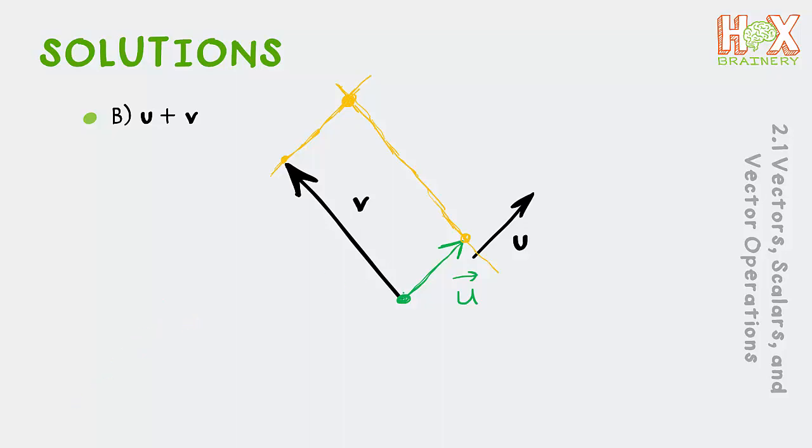To draw the resultant vector, it's going to start here at the tails of u and v, and extend over to where these parallel lines intersected. Okay, so that there is the resultant vector, and we did this using the parallelogram law.